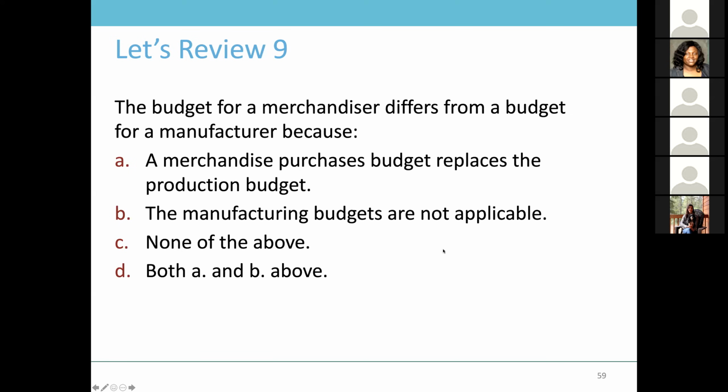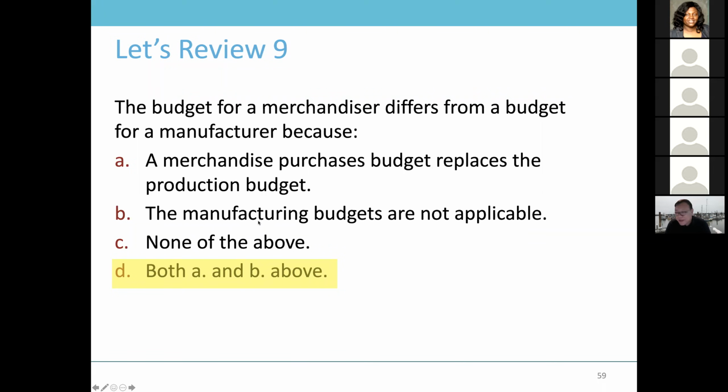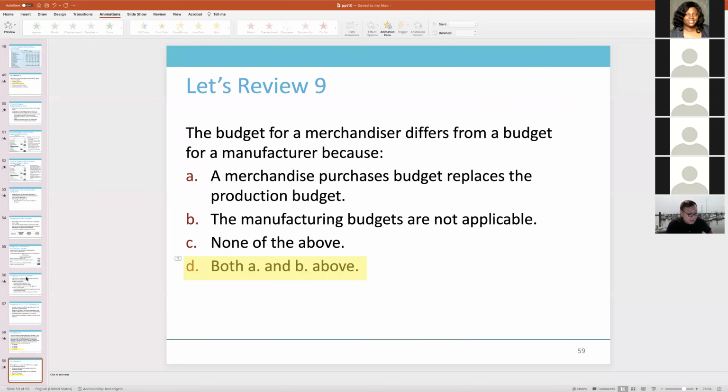Okay, so let's see the answer. The answer is D, right? As I mentioned, for merchandisers, there's no production. They don't produce anything. You don't need a production budget, but you have to purchase. You don't produce something, but you have to get your inventory. And the manufacturing budget is not applicable, because you are not making anything. So that's the last slide, and we are done with chapter 10.